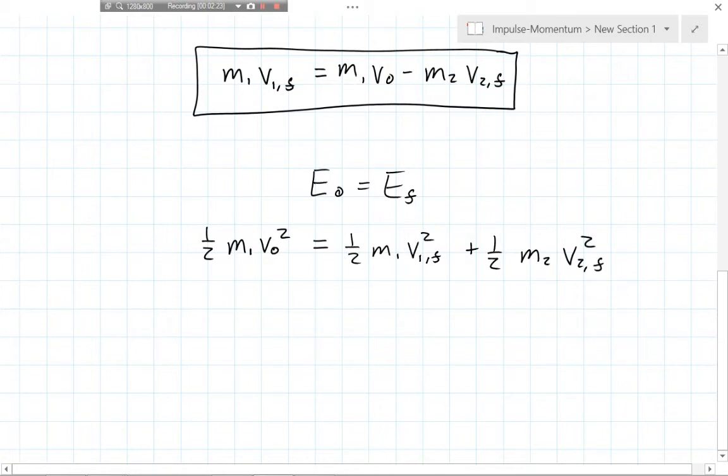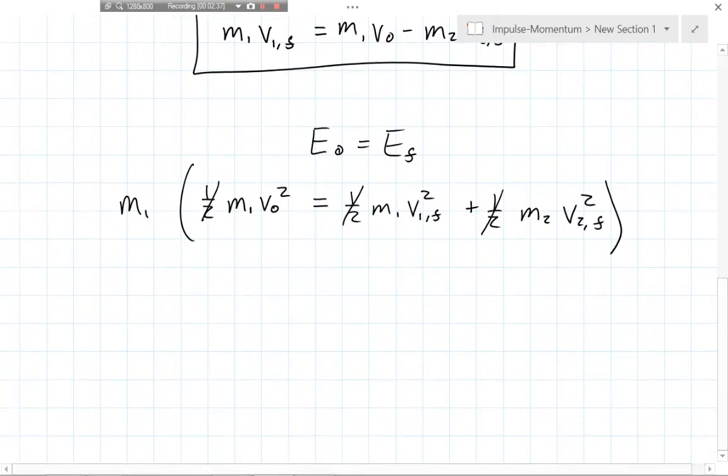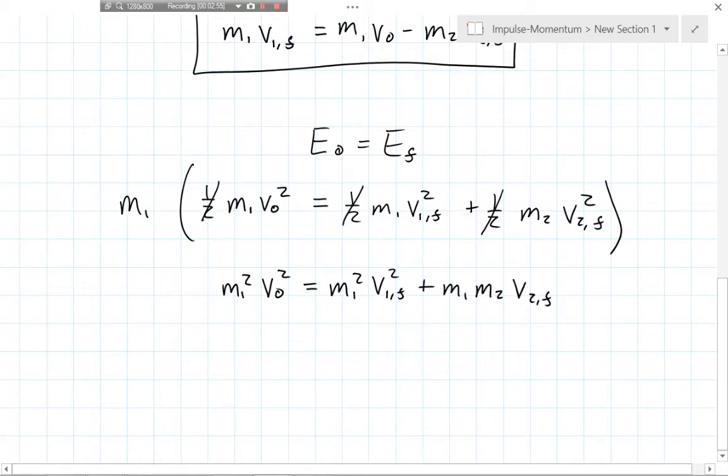And so right away I can get rid of these halves. And now I want to take this whole equation and multiply everything by m1. And you'll see why I'm going to do that in just a second. It's going to make things a little bit easier for me. So if I go ahead and do that, I'll have m1 squared v0 squared is equal to m1 squared v1 final squared plus m1 m2 v2 final squared.